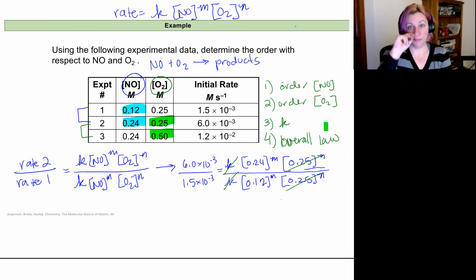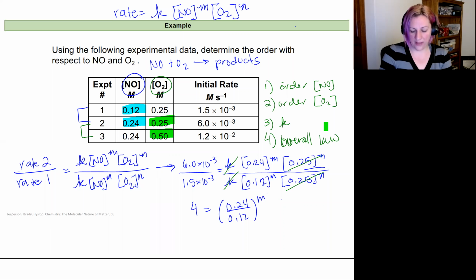So now I can simplify this. I can divide that 6 times 10 to the negative 3 by the 1.5 times 10 to the negative 3. And when I do that, I get a value that's 4. So that 4 is equal to 0.24 divided by 0.12, all to the m power. And 0.24 divided by 0.12 is 2, so we have 2 to the power of m. Now I just need to solve for m.